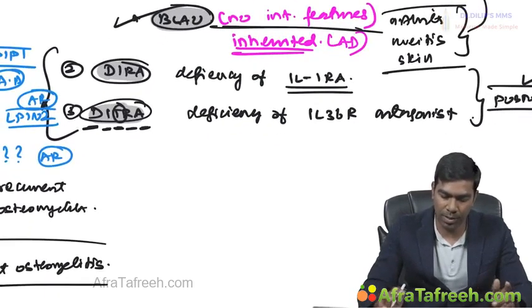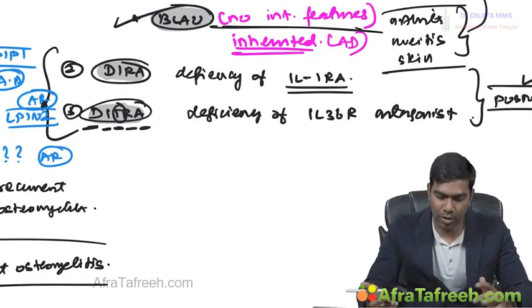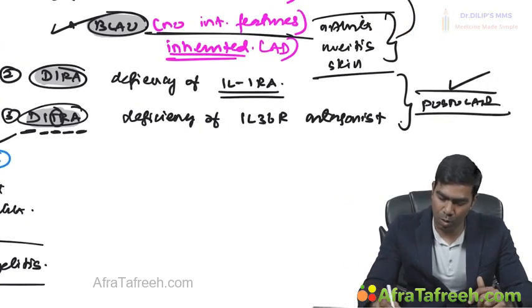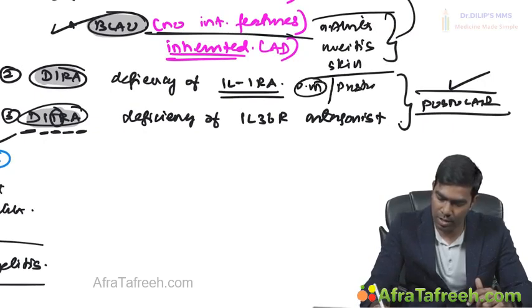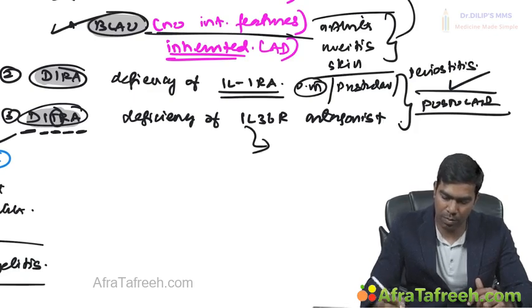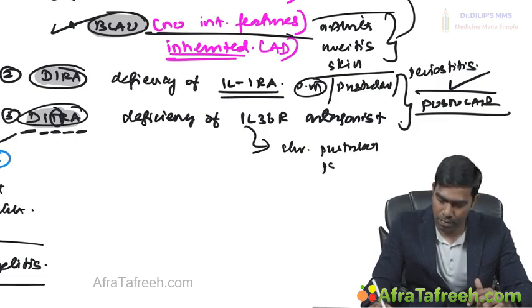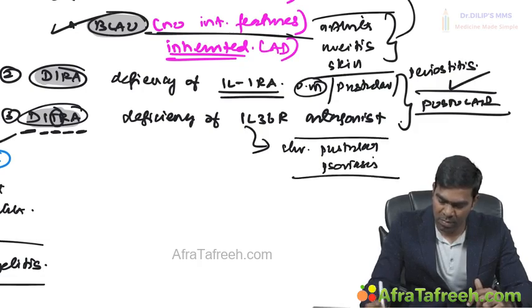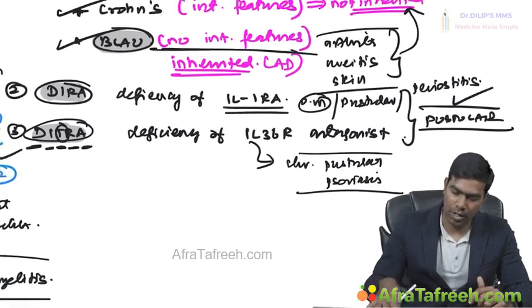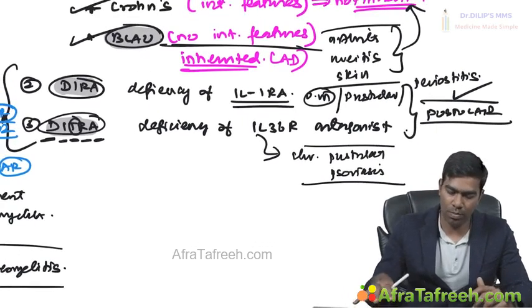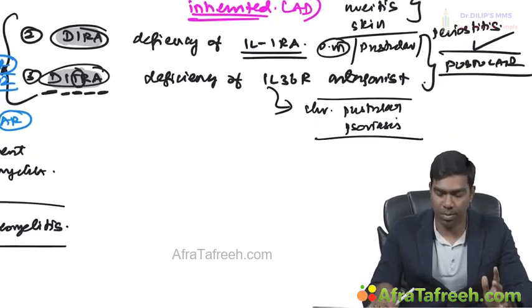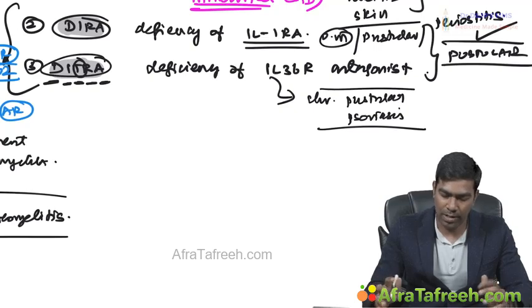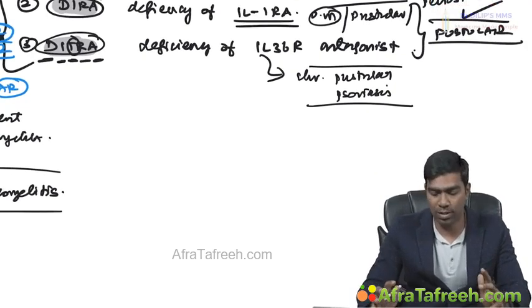But DIRA and DITRA are predominantly pyogenic disorders. DIRA syndrome will have more osteomyelitis, a lot of pustular lesions, and periostitis. But no need to remember, these are pus forming lesions. And in DITRA syndrome, you are going to have chronic pustular psoriasis. So this is what is going to happen in DITRA syndrome.